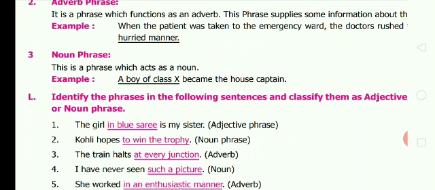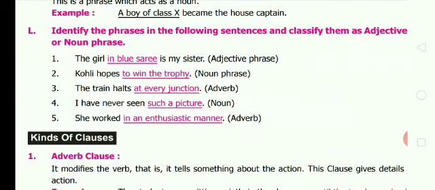Now, moving on to the next exercise, L. Identify the phrases in the following sentences and classify them. First one. The girl in blue saree is my sister. It talks about color, so it is adjective; number also will be referring to adjective. So adjective phrase. Second one, Kohli hopes to win the trophy, noun phrase. Hopes what? You ask the question what, you get the answer, it is noun phrase. Third one, the train halts at every junction. You ask the question where, it answers, so it is adverbial phrase.